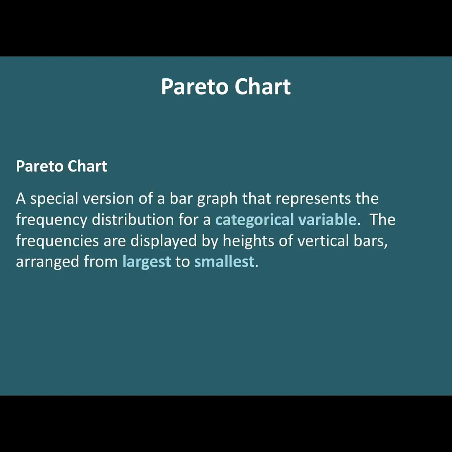Or we can represent it horizontally in a similar fashion. The Pareto chart is a special version of a bar graph that represents frequency distribution for a categorical variable. The frequencies are displayed by heights of vertical bars arranged from largest to smallest. Now once again, since this is a bar graph, it's fairly easy to represent data. So let's go right into an example.